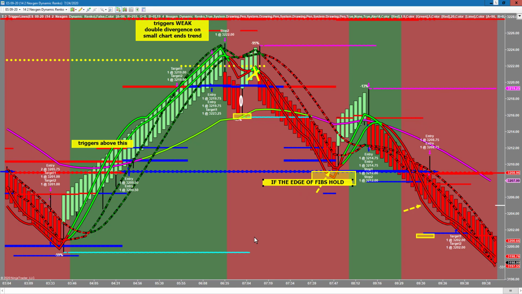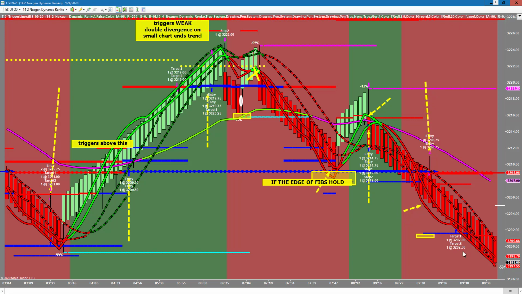Anyway, let's look at it. The edge of fibs hold. We did that loser. All right, watch. Strong triggers down, we went short, down to the fibs. Strong triggers up, we went long, up to the fibs. Strong triggers up, managed when it was weak. Tried one, triggers weren't really passed, see what happens. Anyway, it was an attempt, no big deal.